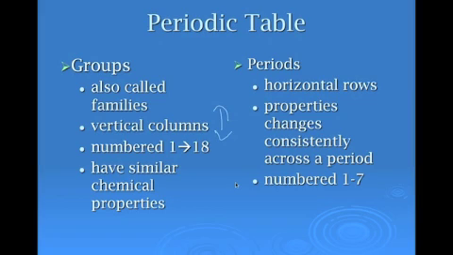Now, periods are the horizontal rows, meaning they go side to side. Their properties change consistently across the period, and they're numbered 1 through 7.